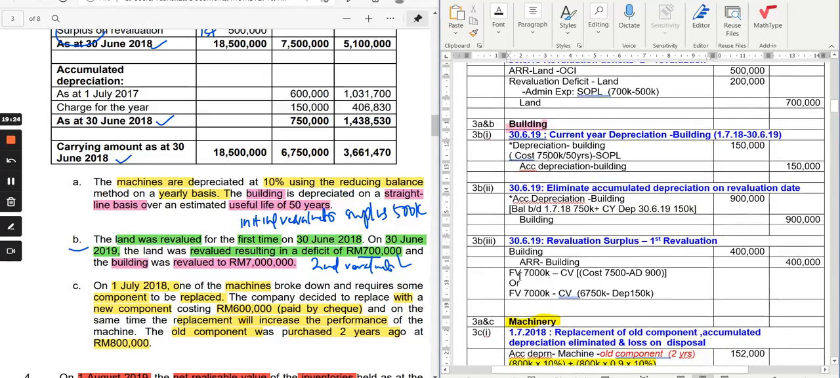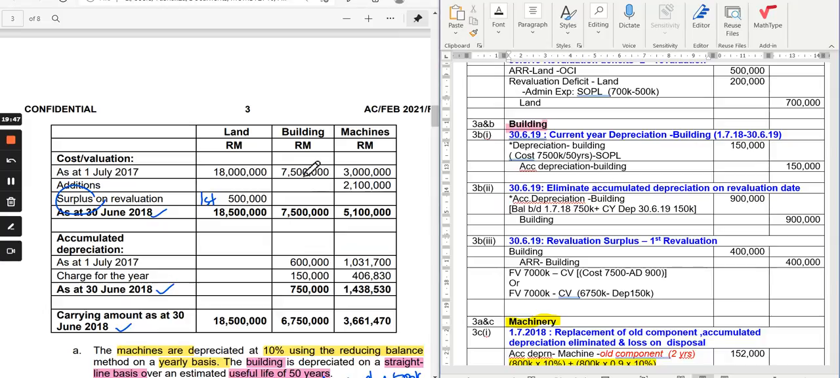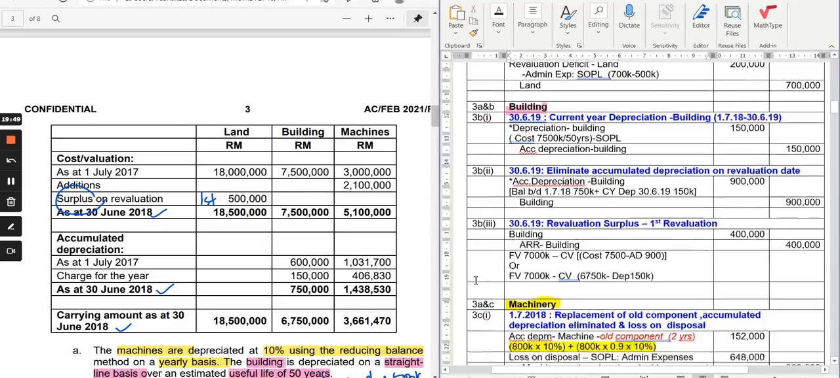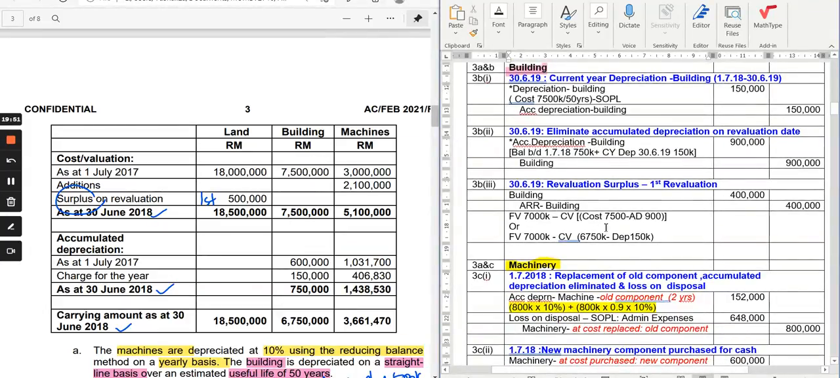So how do you do that? You're going to use your knowledge that you have learned in MFRS 116. Take the fair value, fair value is 7 million, the figure here, and minus the carrying value as at 30th of June 19. So to get the carrying value, you take the cost, which is the cost of the building here. This is the cost, 7.5 million. And you adjust with the accumulated depreciation that has been eliminated.